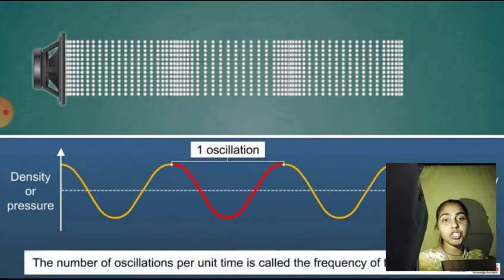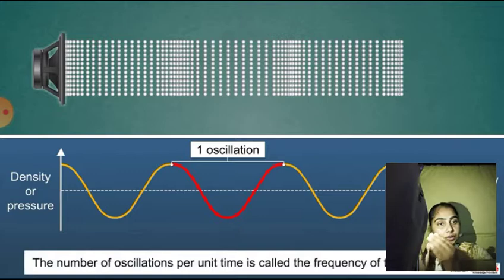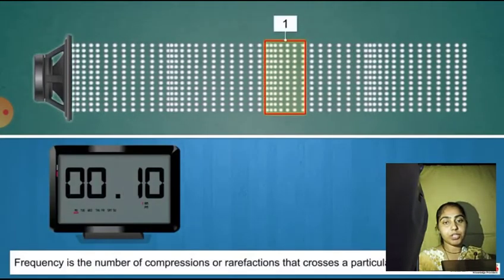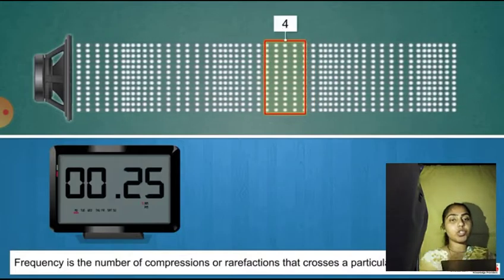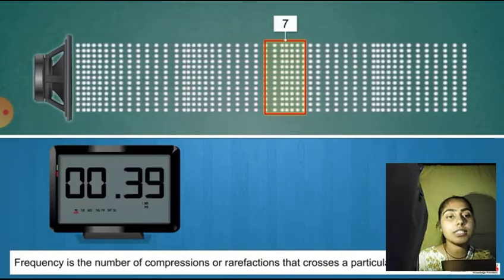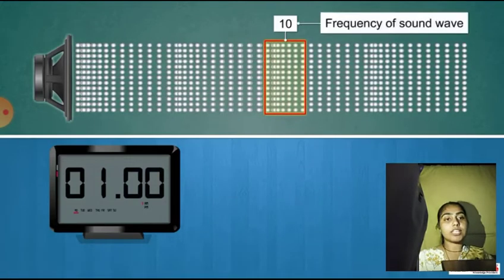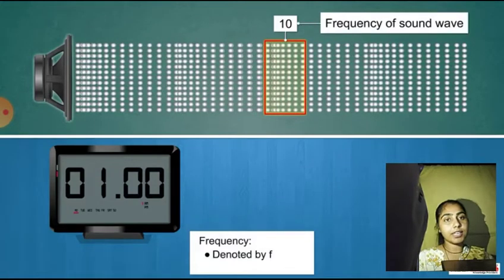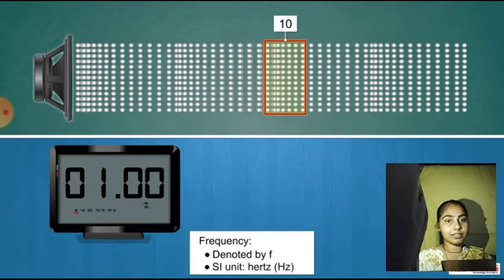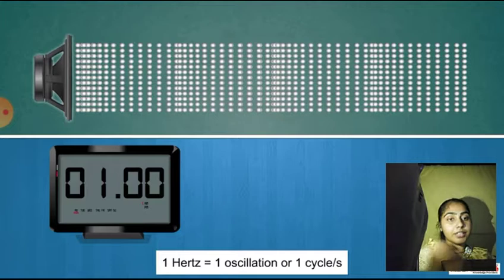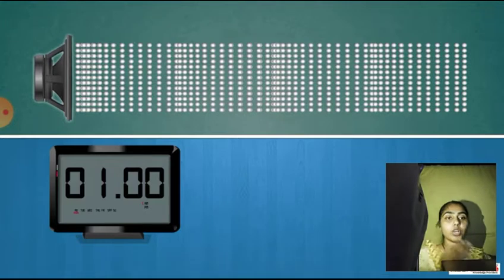One oscillation is from one crest to the second crest. So frequency is the number of compressions or rarefactions that cross a particular point in a given time, that is, the number of oscillations or cycles. Its SI unit is hertz. So it is one oscillation or one cycle per second. This is the definition of frequency.